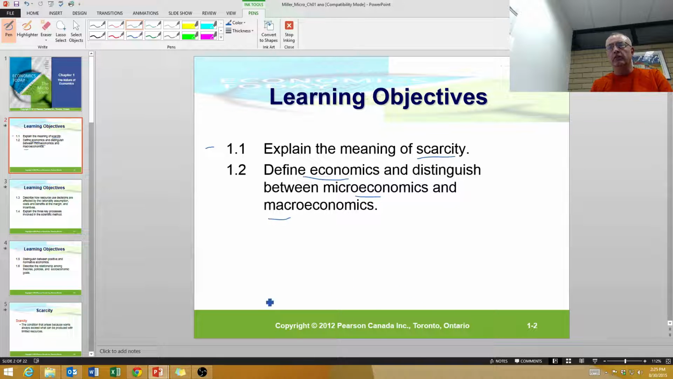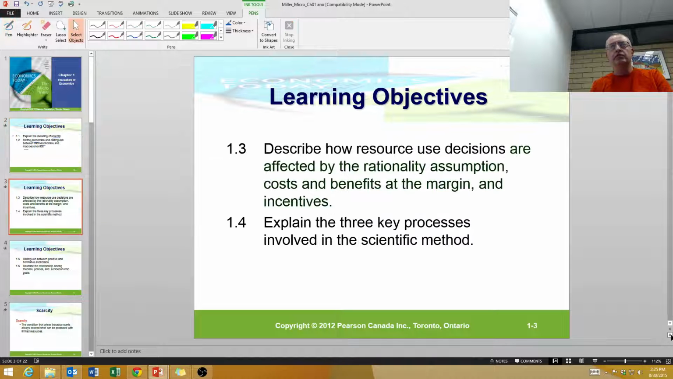Okay, where's my little thing here? I have two screens, and the little dot doesn't correspond to the two.